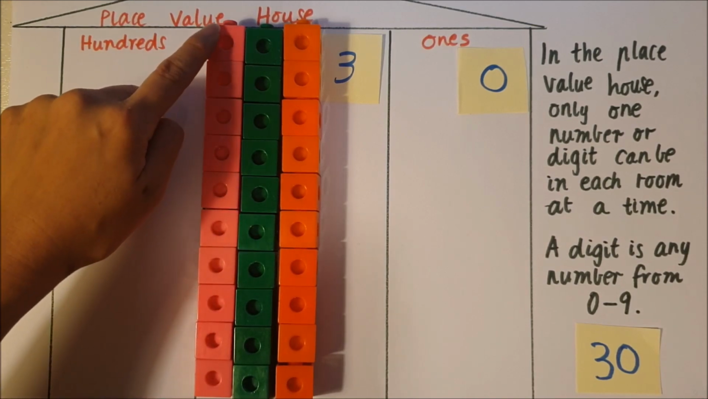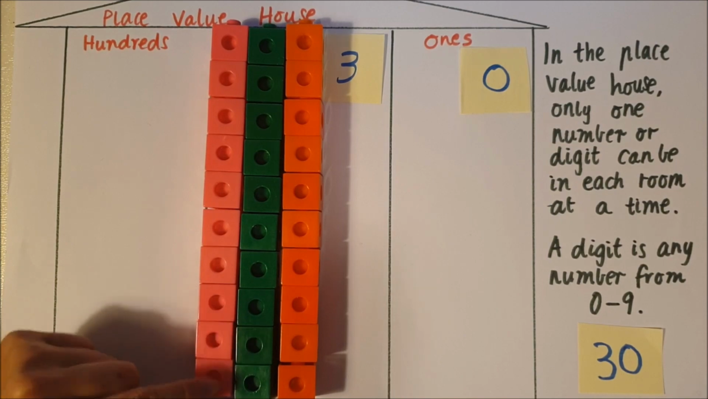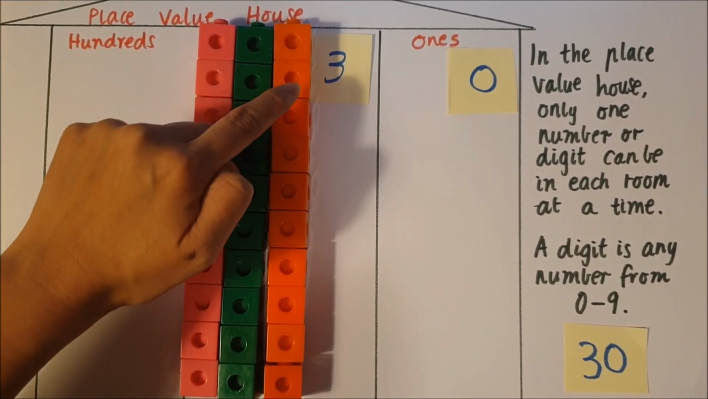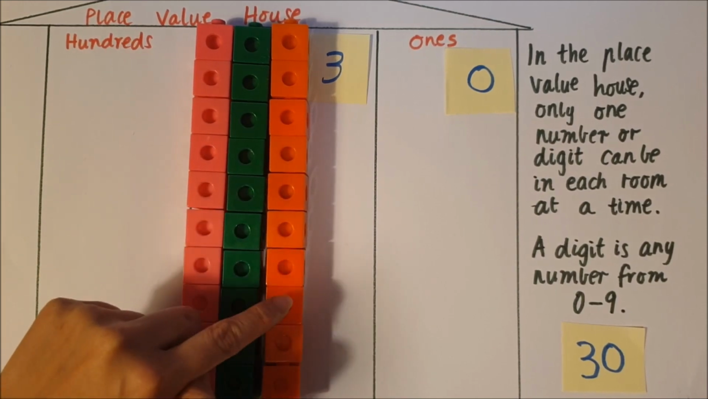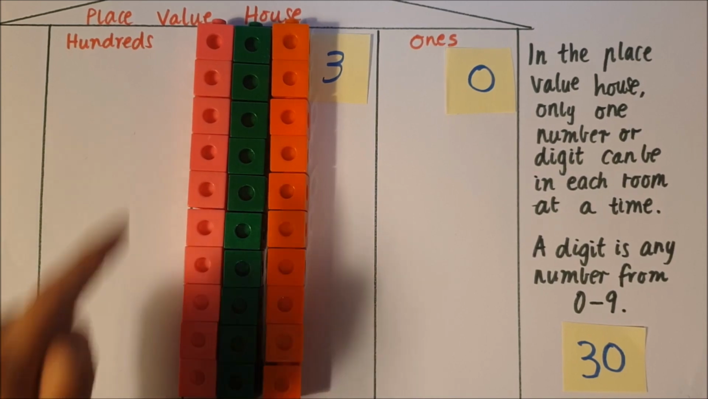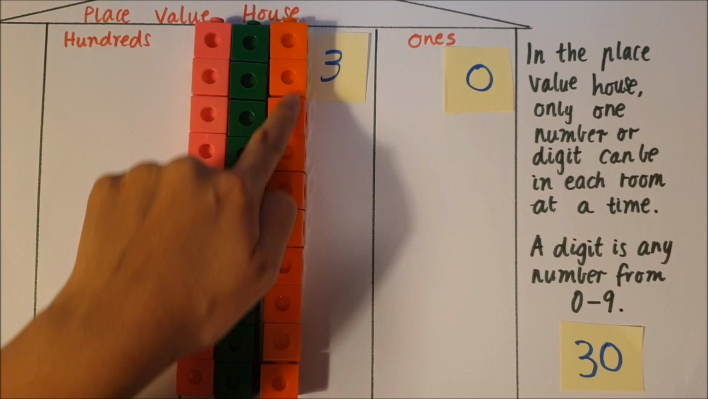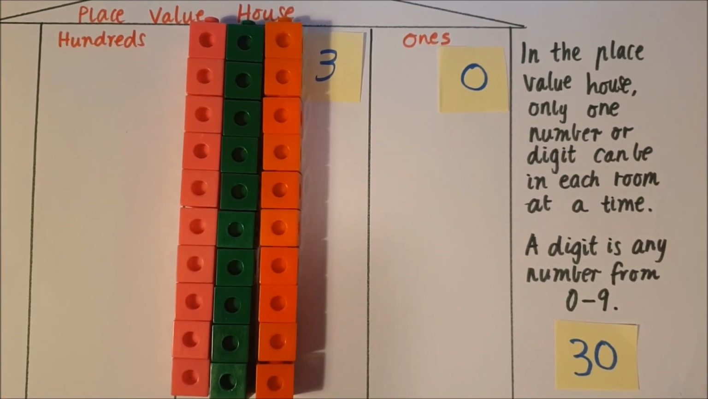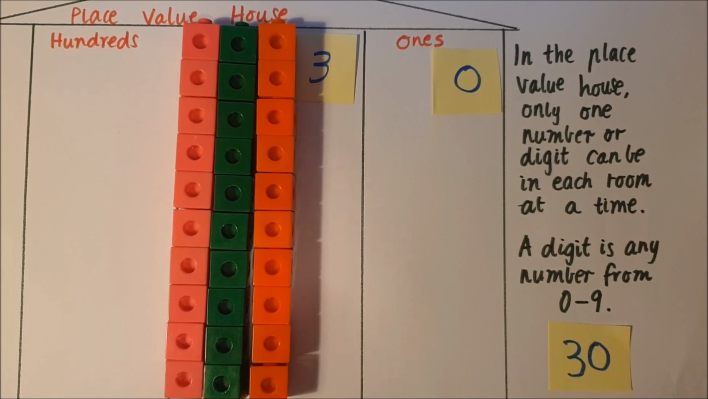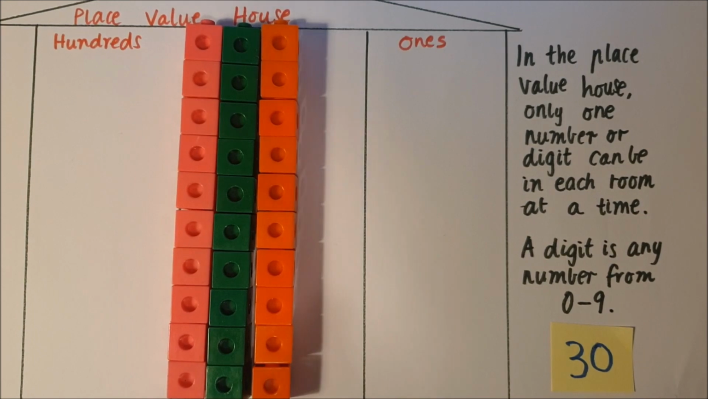So instead of counting all of them individually, 1, 2, 3, up to 30, I can just count them in tens. 10, 20, 30. That's a lot faster, isn't it? So we bundle in tens to make it a lot easier for us to count. Now I'm going to take away the number 30.